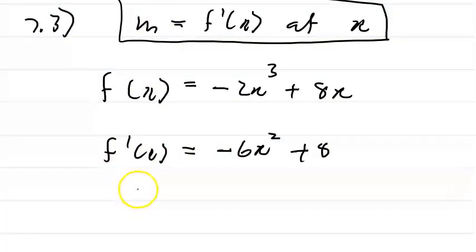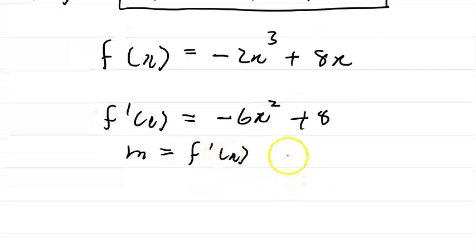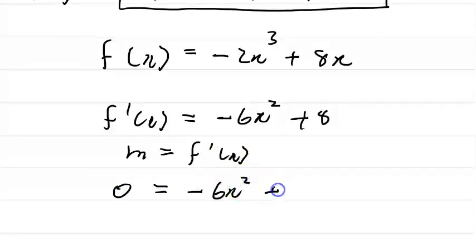Why am I saying that? We want to find the turning point, or the x values of our turning point. So m equals f prime x, and remember that that's now going to be 0. So we need to say 0 equals minus 6x squared plus 8.